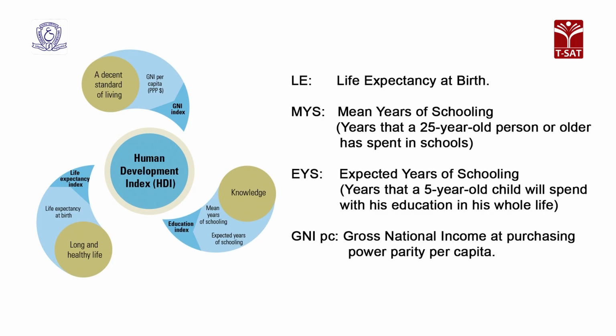HDI is the geometric mean of the previous three normalized indices. Life expectancy at birth, mean years of schooling, that is years that a 25-year-old person or older has spent in schools, expected years of schooling, that is years that a 5-year-old child will spend with his education in his whole life, and GNI, that is gross national income at purchasing power parity per capita. The HDI values ranges between 0 to 1, as we have just discussed.